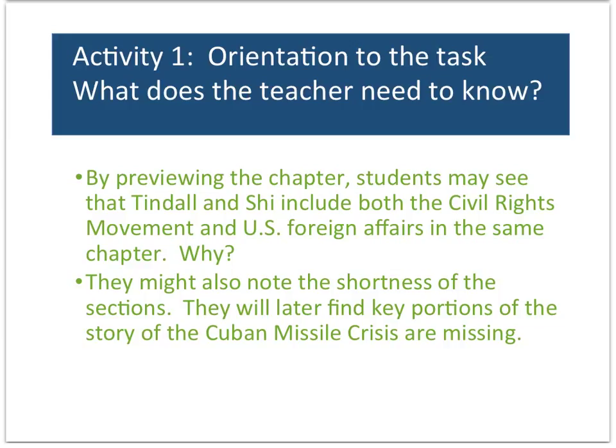The chapter is written by Tyndall and Shai, and as a result of their preview, students may see that Tyndall and Shai include both the civil rights movement and U.S. foreign affairs in the same chapter. So you want to ask the question, why? Why would they do those two things? One of the things that historians like to know is what the range of topics is that is going to be covered in a particular chapter, and what were the reasons for choosing certain things and leaving other things out. So that's what you're going to be trying to get at by asking them to look at the range of information.